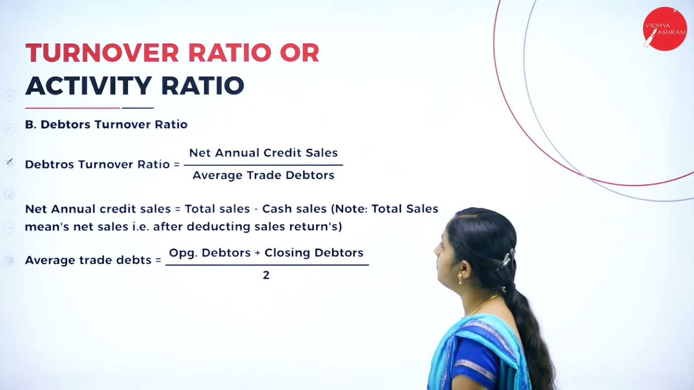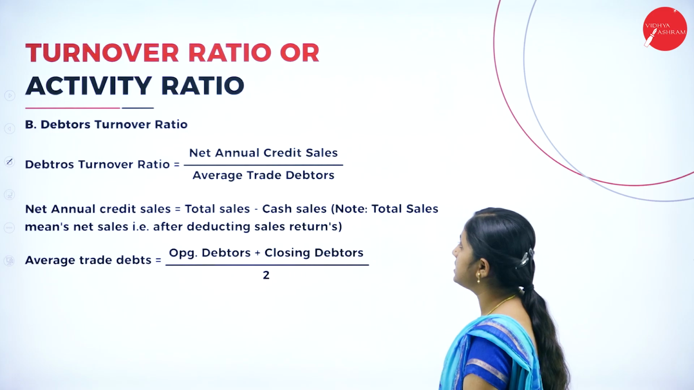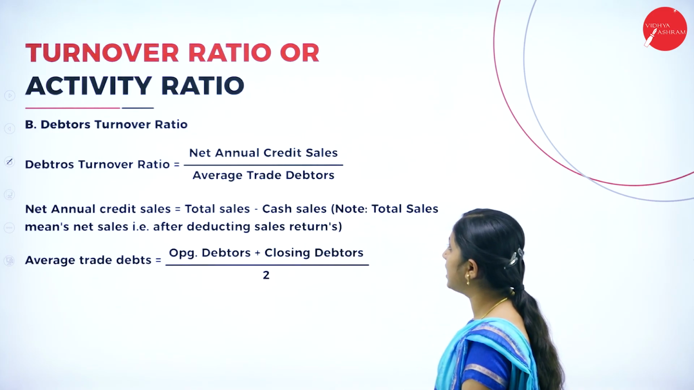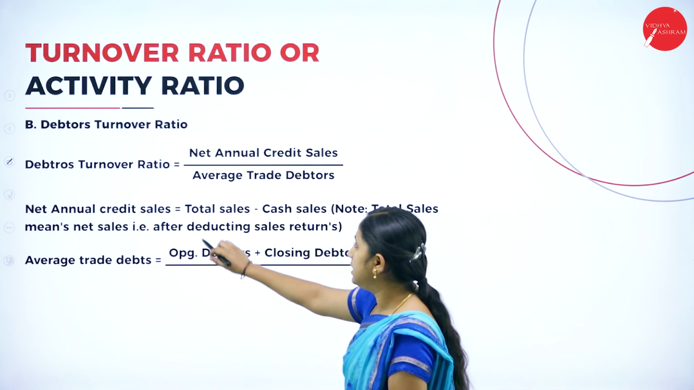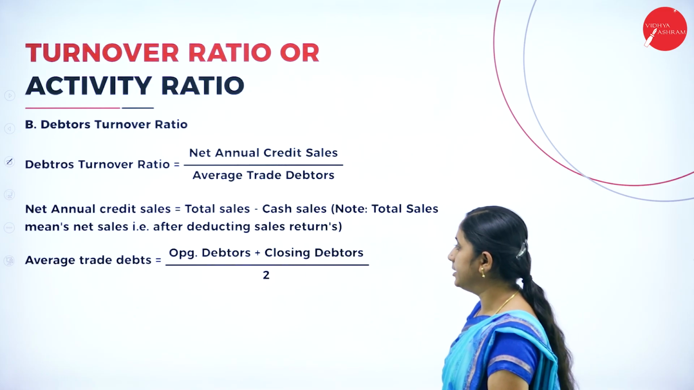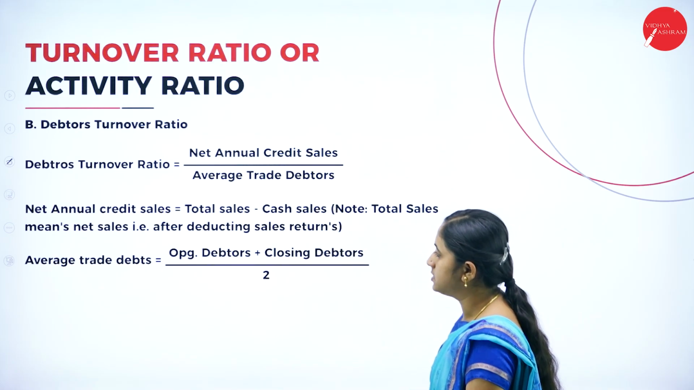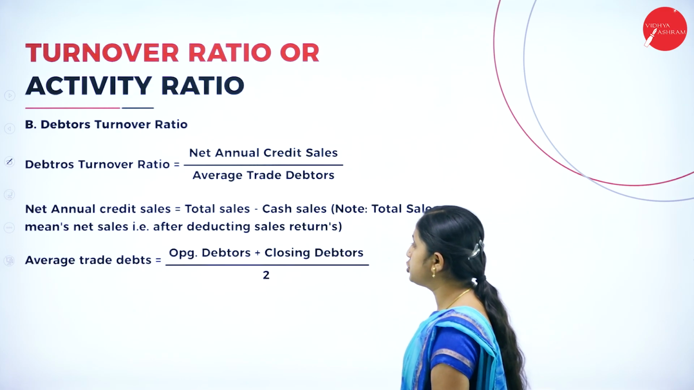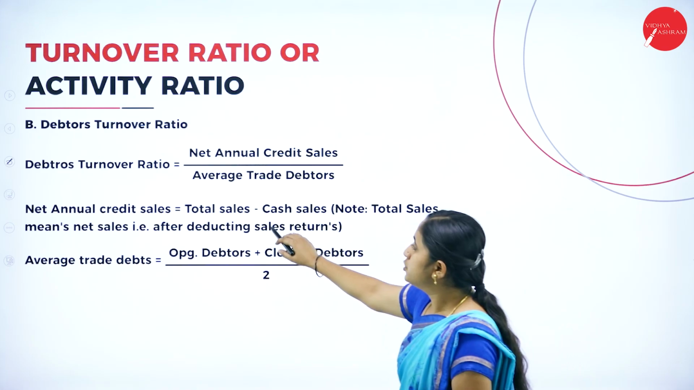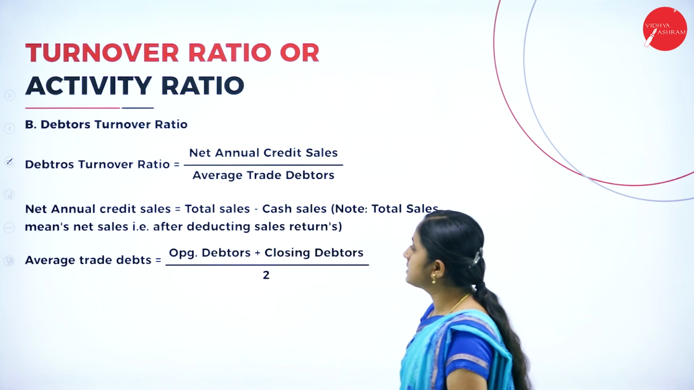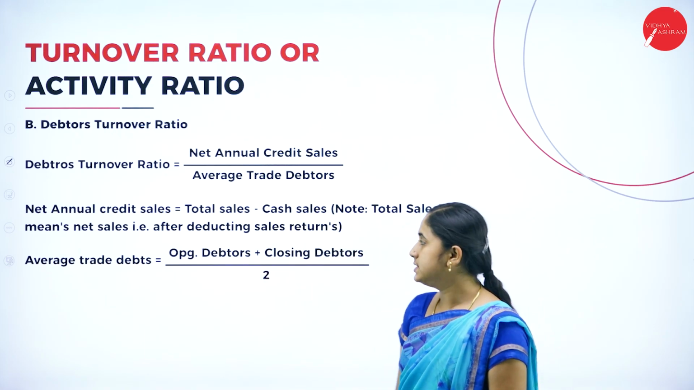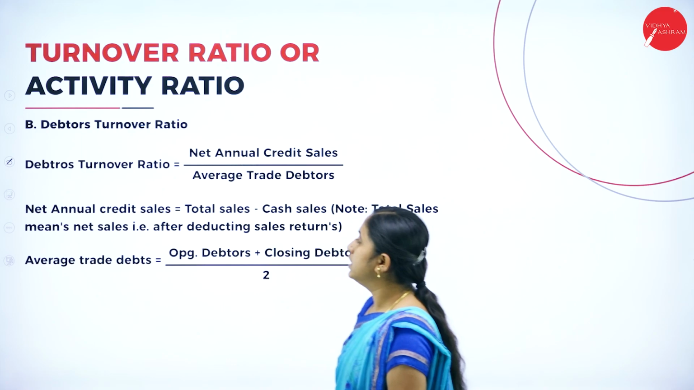It can be calculated by taking net annual credit sales divided by average trade debtors. Net annual credit sales means total sales minus sales return. Average trade debtors is equal to opening debtors plus closing debtors divided by 2. So total sales minus cash sales, divided by opening debtors plus closing debtors divided by 2, is equal to the debtors turnover ratio.